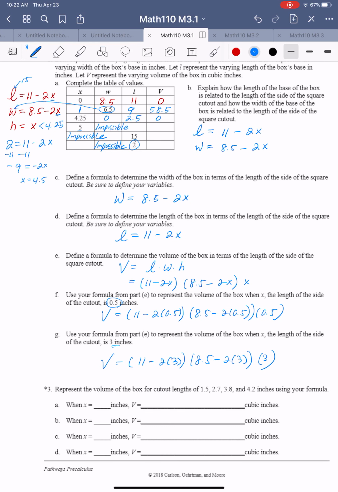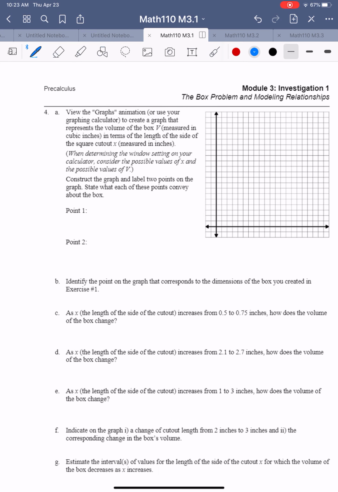Okay, so the cutout length is given as 1.5, 2.7, 3.8, and 4.2. And then you look for the volume, which is to plug it in. So when you plug the 1.5 into the formula, actually you have to use the letter E. And when you compute that, I got the volumes of 66, 46.87, 11.62, and 1.09.